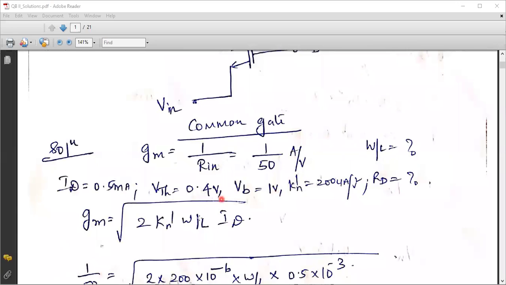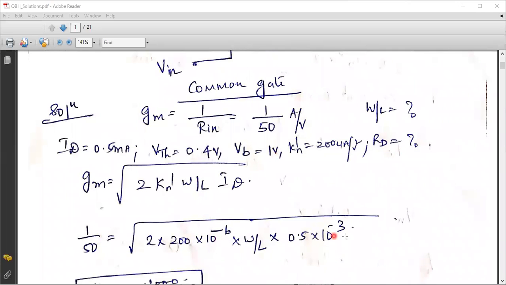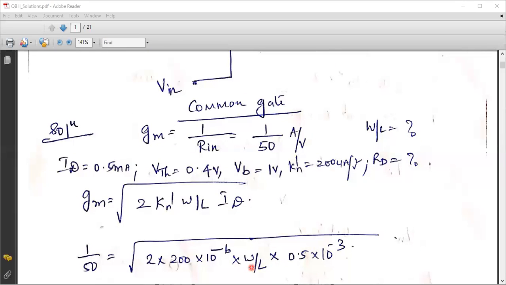If it is micro, I need to multiply with 10 to the power minus 6. If it is milli, I need to convert into 10 to the power minus 3, because the resistance they have mentioned in the question is in ohms. So 1 divided by 50 is equal to square root of 2 into, in place of Kn dash, 200 micro, so 200 into 10 to the power minus 6. W by L is the unknown quantity, and ID is given in the question, that is 0.5 milliampere, so 0.5 into 10 to the power minus 3. Square on both sides and solve for W by L, and let me know the answer in the chat box.